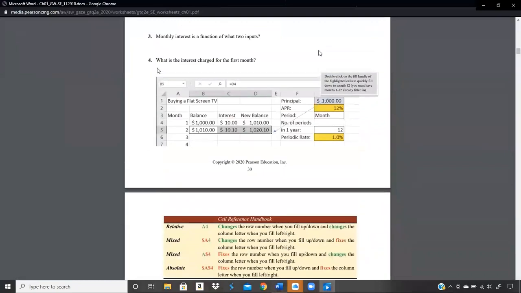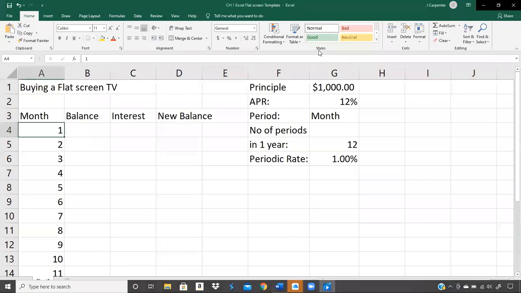this activity, look at this, buying a flat screen TV, month, balance, interest, new balance, month 1, month 2, got a whole bunch of stuff set up, and I'm going to be covering this in class some today. I've already got a template made for this. The colors aren't there, but that's okay. This is going to be good enough for us. It's all we need to worry about.